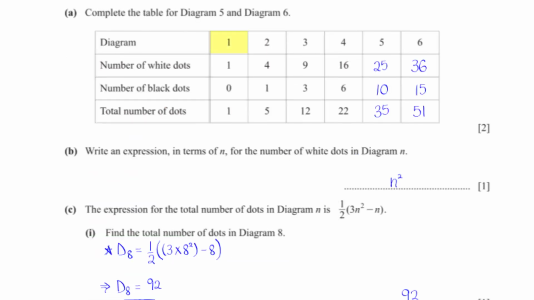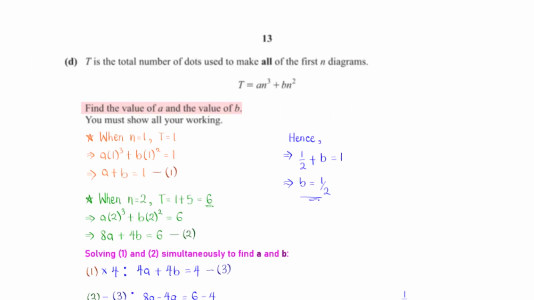When n is equal to 1, the total number of dots is equal to 1. When n is equal to 2, that is for the first two diagrams, the total number of dots is 1 plus 5, which is 6. When we substitute n equals 1, T equals 1 into the equation, we have a times 1 cubed plus b times 1 squared equals 1. This simplifies to give us a plus b equals 1.